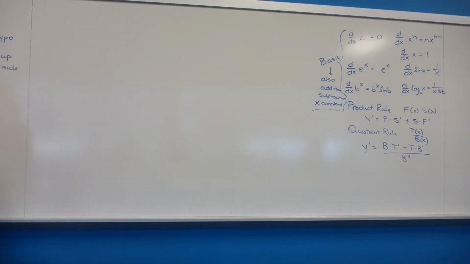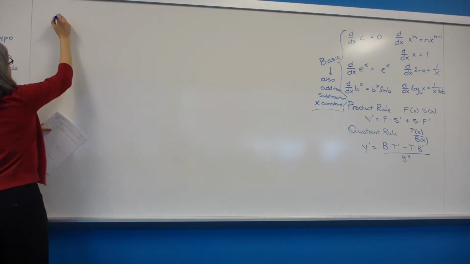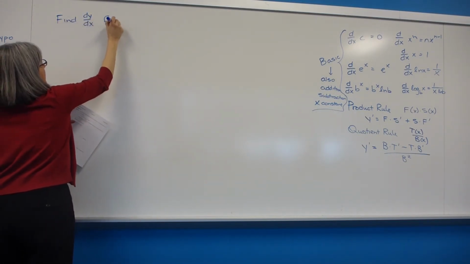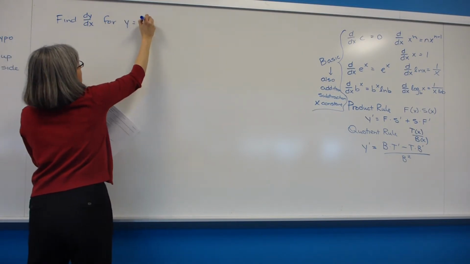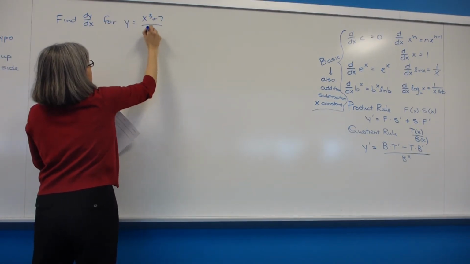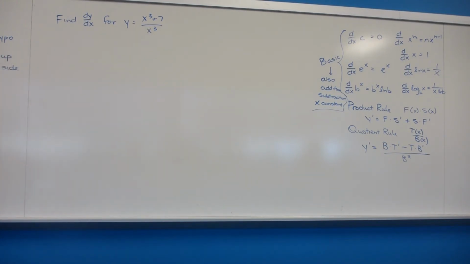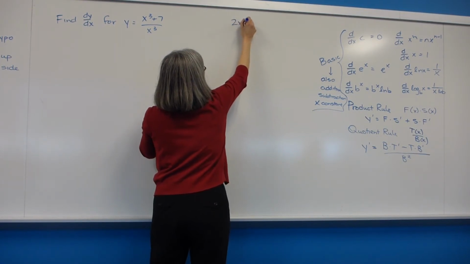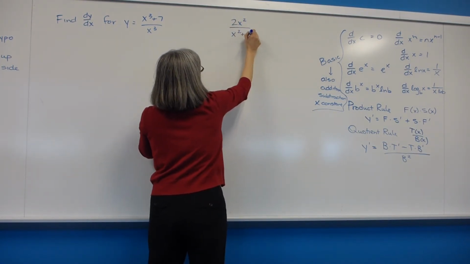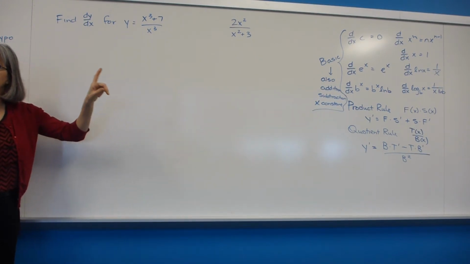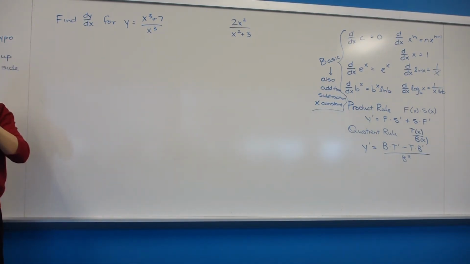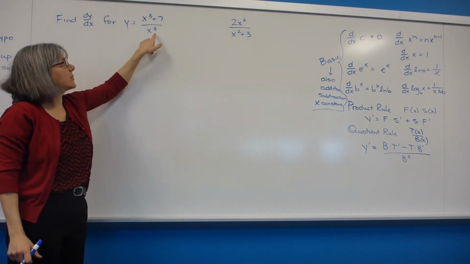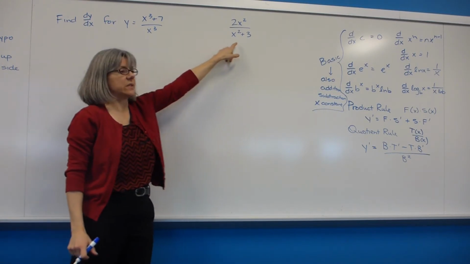This one is, though, so let's look at this one. Find dy dx for y equals x cubed plus 7 over x cubed. I'm just going to rewrite up the previous one again. How are these two different? They're both just quotients. This denominator's really easy, and this one's not.